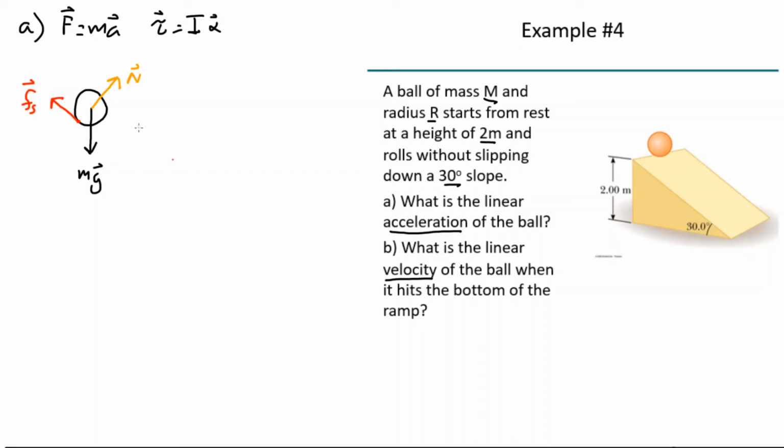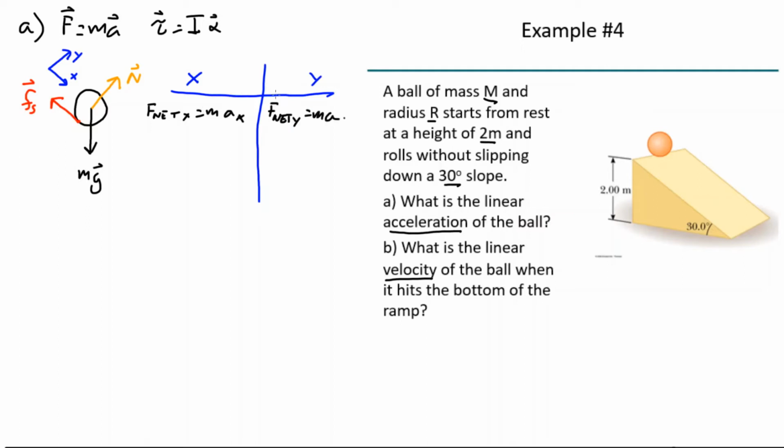And for this problem, we're going to use our tilted coordinate system. Our coordinates are going to look like this. Here is x, and there's y. So let's go ahead and write out Newton's second law in the x and y directions. In the x direction, we have F net x equals max. In the y direction, we have F net y equals may.